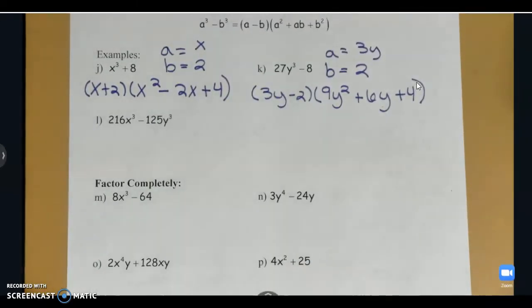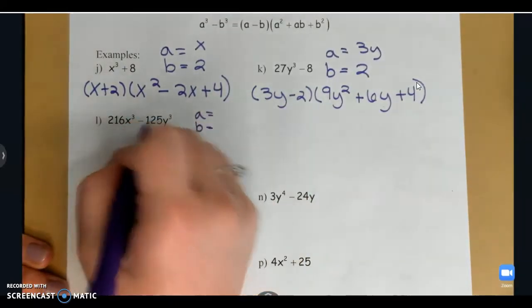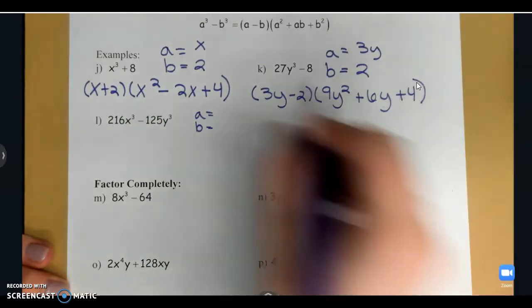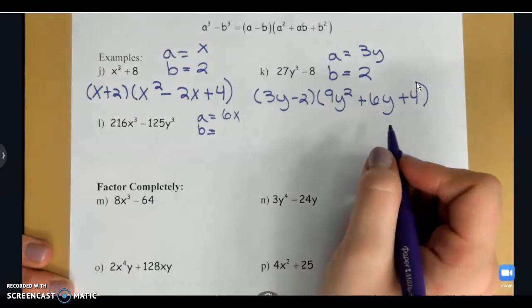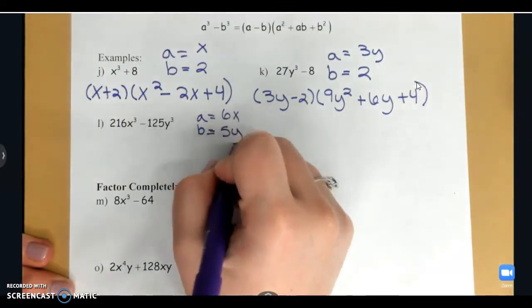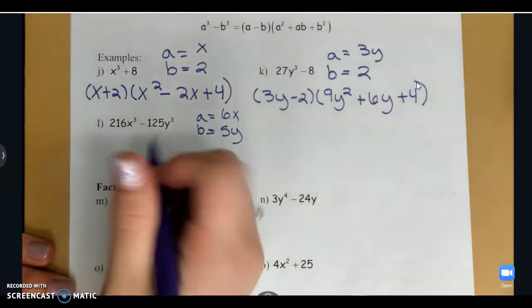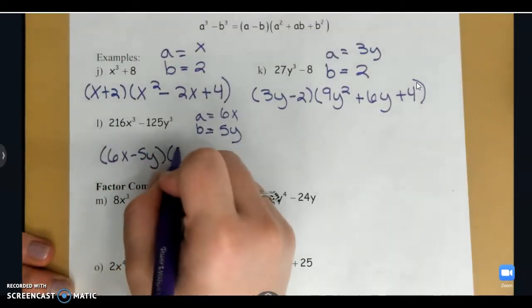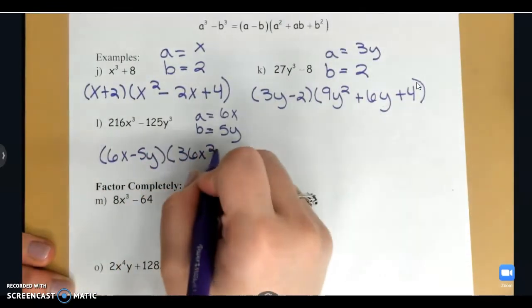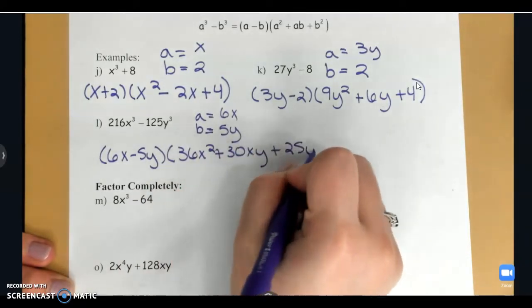All right, next one. Example L, we still need to identify a and b. So we need to find the cube root of 216x cubed, and that's actually going to be 6x. Then the cube root of 125y cubed is 5y. And this is a difference again, so we're going to use that bottom factoring formula. So a minus b times a squared plus ab plus b squared.